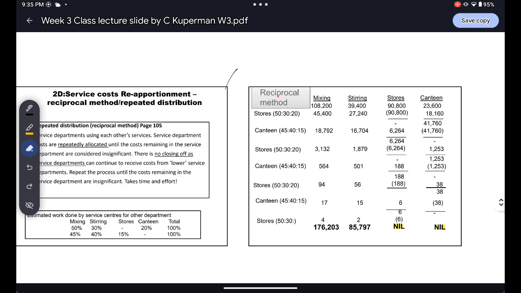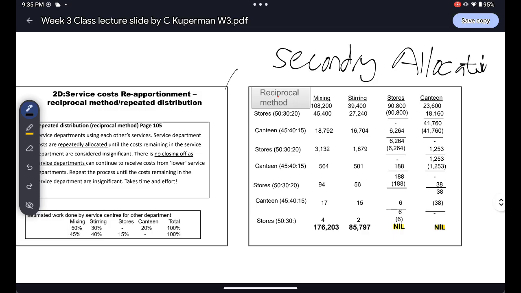So when you do the overhead statement, if you watch my previous video, the secondary allocation is a different section of the overhead statement. This whole thing is actually secondary allocation. That's why I said watch my video. Primary allocation, we did it. You have to do primary allocation to get these amounts over here. So this is a service department over here and this is a service department over here.